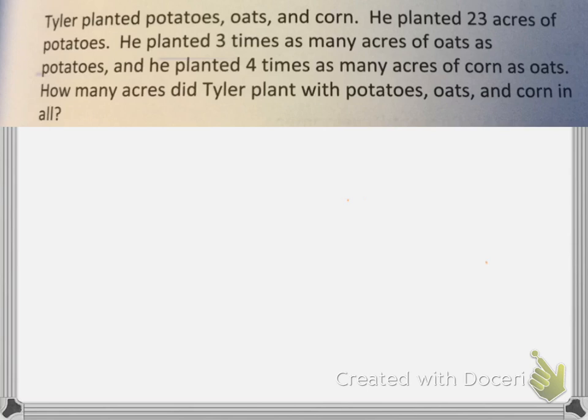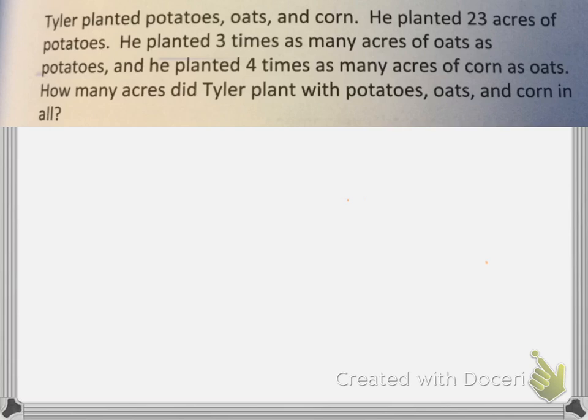So I'm going to read, draw, write. Some of it I will do with you, some of it I will ask you to do on your own. So pay attention. Tyler planted potatoes, oats, and corn. He planted 23 acres of potatoes. He planted 3 times as many acres of oats as potatoes, and he planted 4 times as many acres of corn as oats. How many acres did Tyler plant with potatoes, oats, and corn in all?